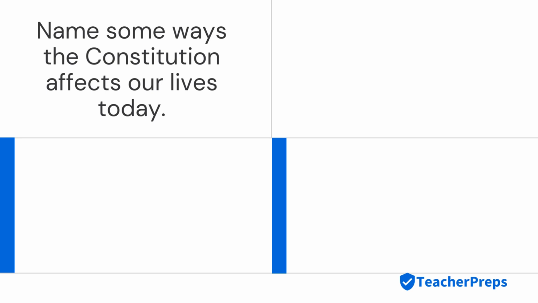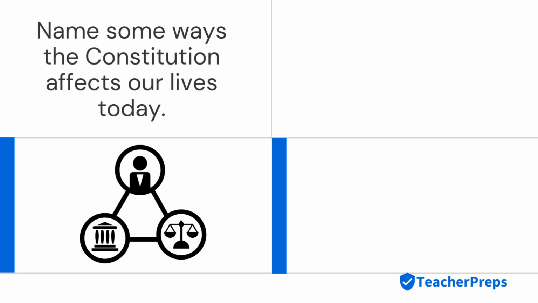All right, let's check out this answer. The Constitution affects our lives today by establishing the framework of the federal government and the legal foundation of citizens' rights. Furthermore, it defines the separation of powers among the branches of government, protects individual rights through the Bill of Rights, and sets principles like checks and balances and federalism that govern how laws are made and enforced. So, those are some of the ways that the Constitution affects our lives today.